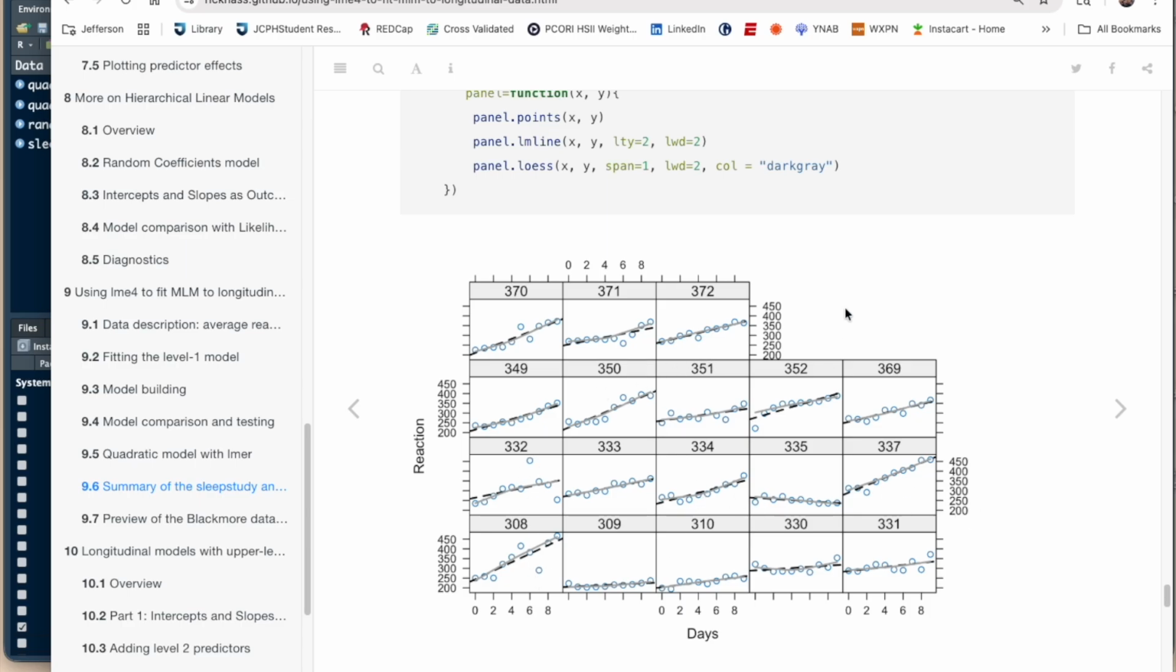So we might again look at all this evidence together and say reaction time generally can be approximated as a linear function of days. So that's at the very technical mathematical level.